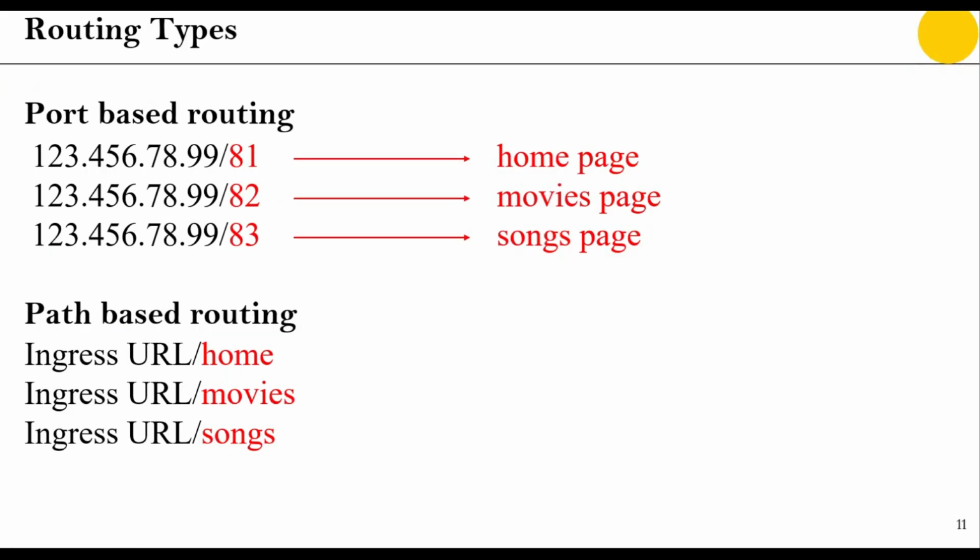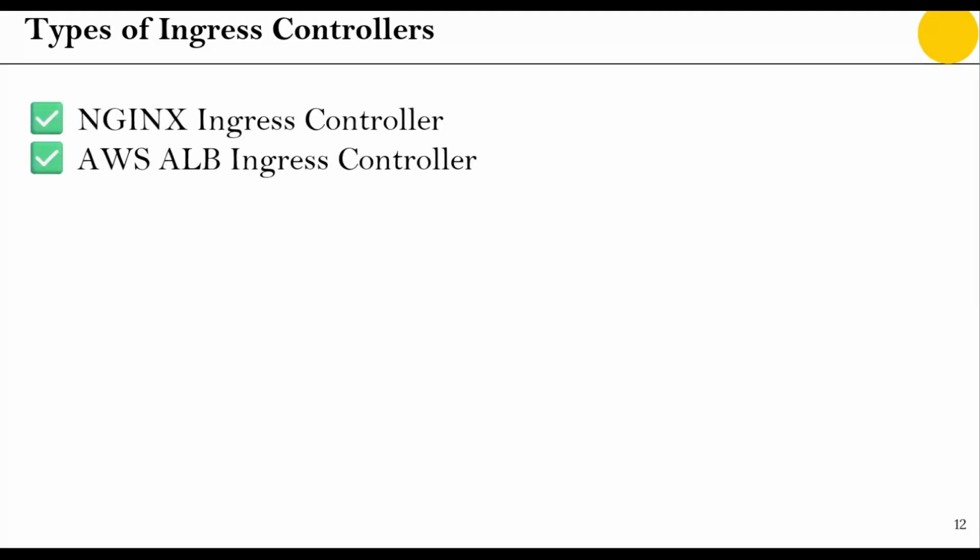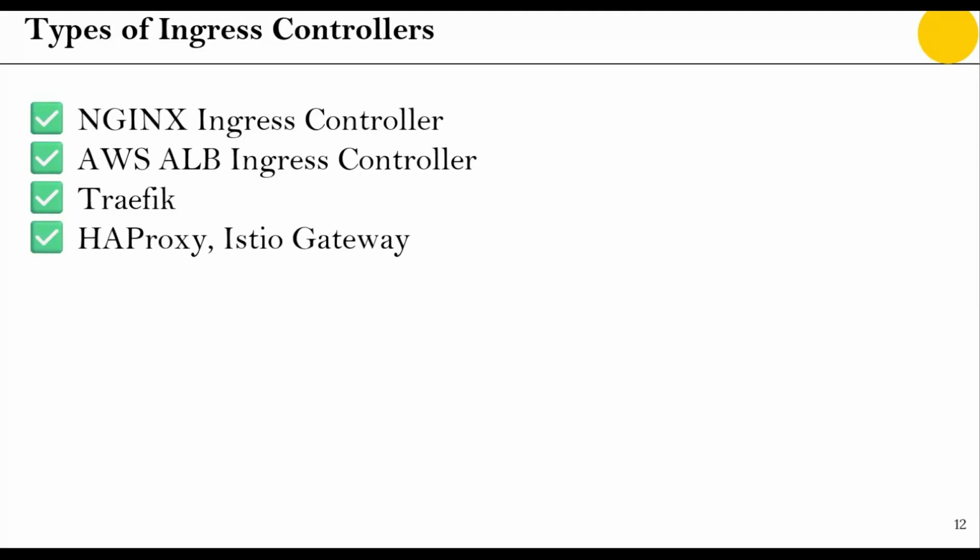So now let us understand the types of Ingress controllers that we have. We have multiple types of Ingress controllers, but the most commonly used are the Nginx Ingress controller and the AWS ALB Ingress controller, that is a cloud-specific application load balancer Ingress controller. Traefik is also another one. HAProxy and Istio gateway are also other types of Ingress controllers that we have in the market.